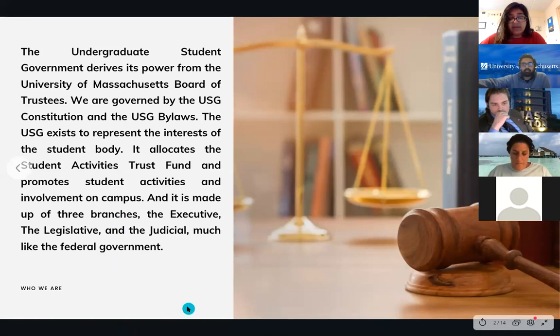We are made up of the executive branch, which is the president and the vice president and the cabinet, the legislative, which is you senators, me and Ramla, the speaker and vice speaker, and the judicial, which is the associate justice and the chief justice, which is John. It's basically like the federal government, but of course the roles are very different.